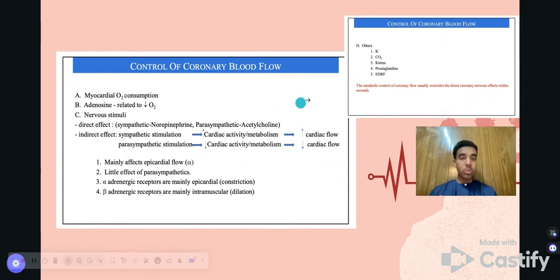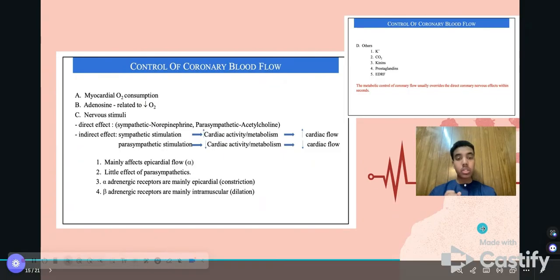Control of coronary blood flow also involves vasodilators: potassium, carbon dioxide, prostaglandins, and so on. All of these are vasodilators, and remember that they override the nervous system. So even here, they override the coronary nervous effects. Okay?